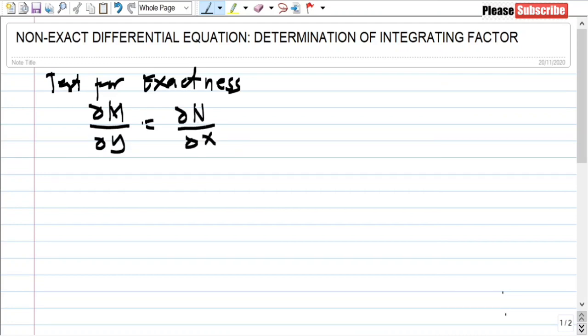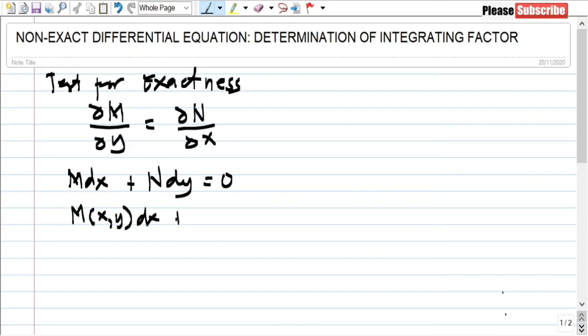to x. Alam natin na ang DE is a differential equation. They are in the form m dx plus n dy. That is equal to 0. Diba? Wherein, yung m at saka n can be a mixture of x or y. Diba? So, they can implicitly have x or y. So, pwede siyang m(x,y) dx plus n(x,y) dy. And that is equal to 0.